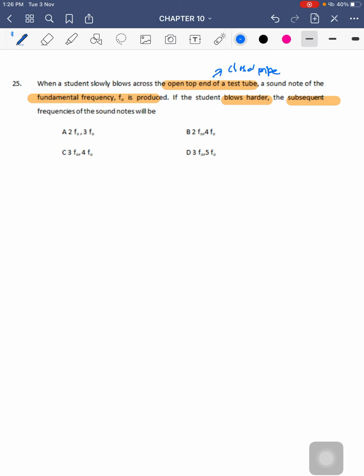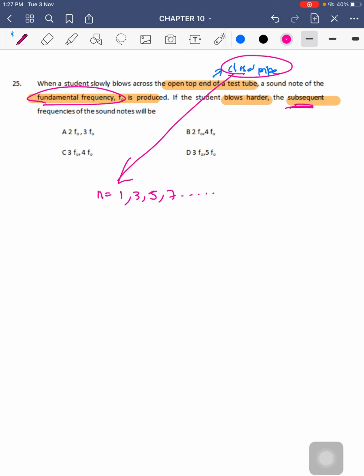Alright, so the keyword is here. We have a closed pipe. For a closed pipe, again, the number of the harmonic will be an odd number, isn't it? 1, 3, 5, 7, and so on. So the first note we hear is the fundamental, and subsequent means after the fundamental, which is the 3rd harmonic, 5th harmonic, and so on. So the answer is D.